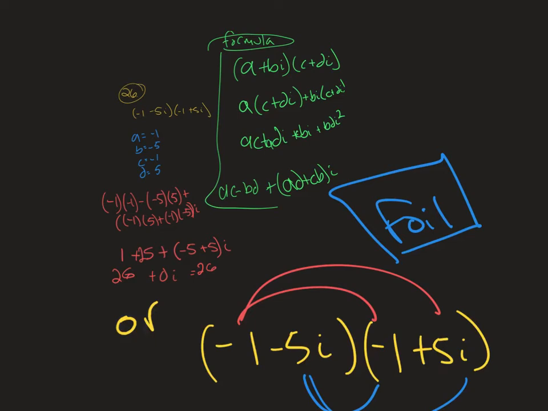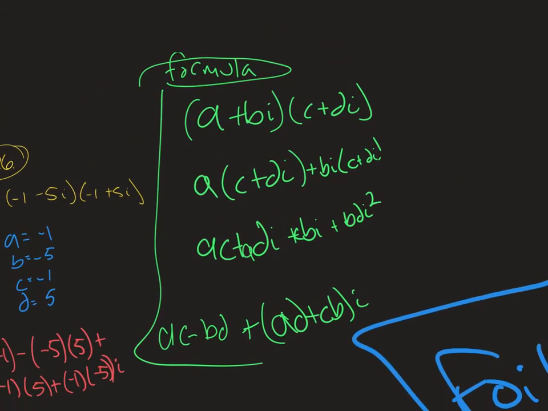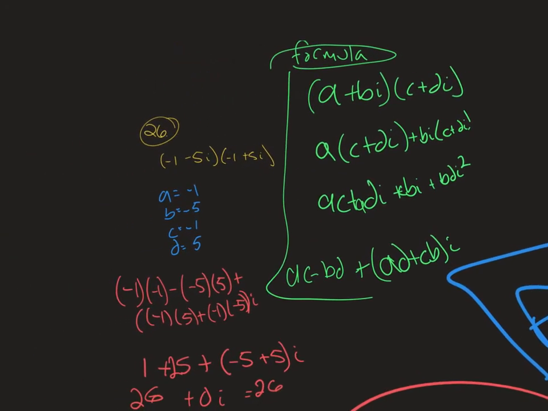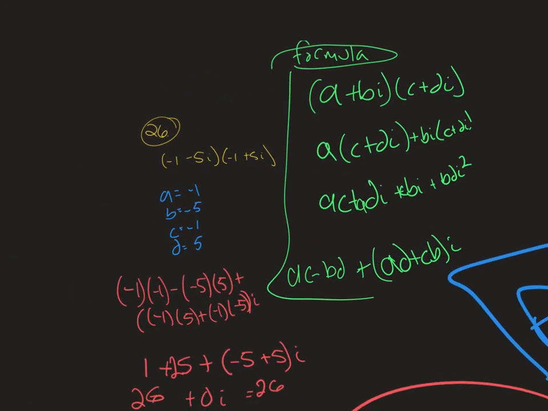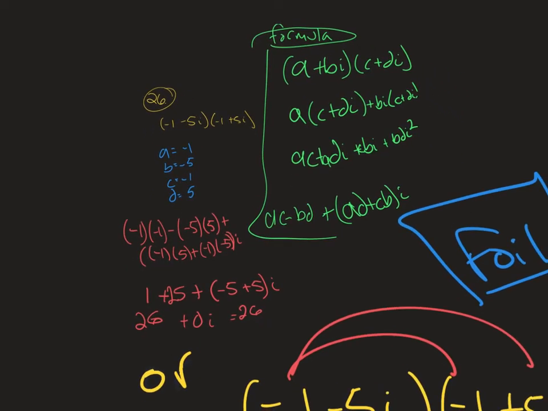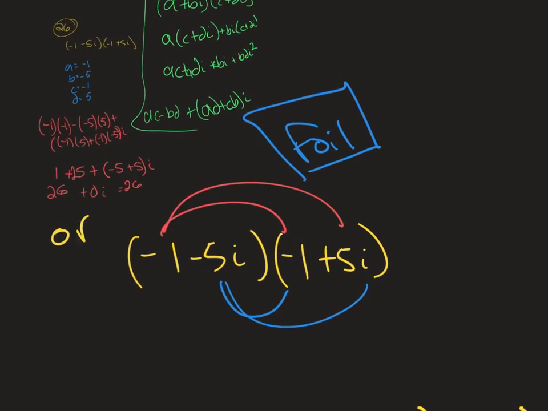Okay, so I just want to show 26 to you. So this is the formula that you can use. It is one way to do it, but I would just do multiplication. I think that's the easiest way. So just using the formula, this is the way you would do it. But I would go right here and just FOIL.